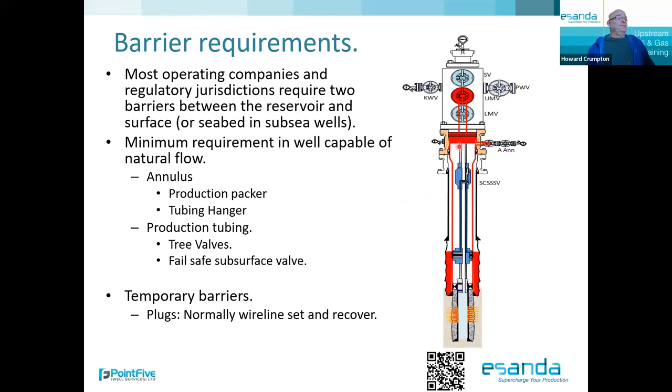Through the production tubing, my barriers will be the valves in the Christmas tree. So at the top of the well, we've got a Christmas tree, a series of valves that allows me to open and close and control flow from the well. Again, if the well is offshore, and if it's capable of producing naturally, it will almost certainly have to have a downhole safety valve. This is a valve that's positioned a few hundred feet below the seabed, and it's a fail-safe valve. If something happens to the platform, if the tree is knocked off, if there's a fire, the downhole safety valve prevents flow from the well.